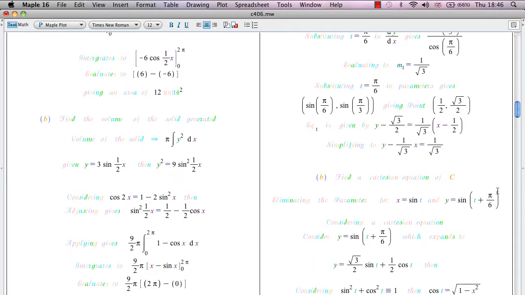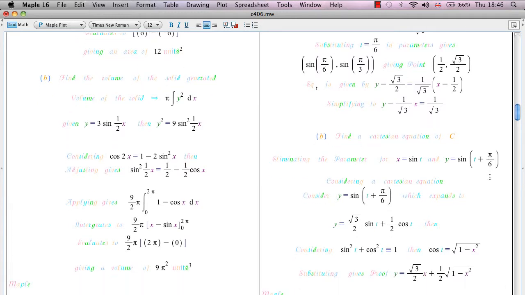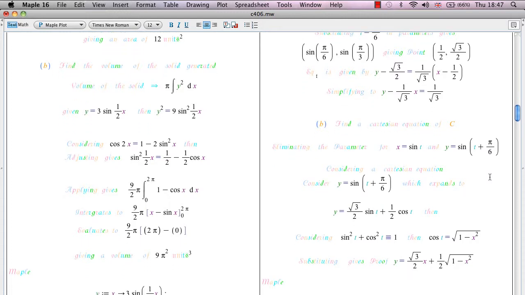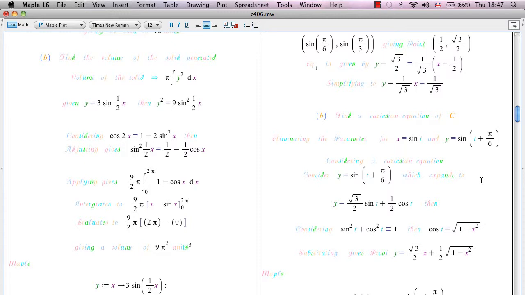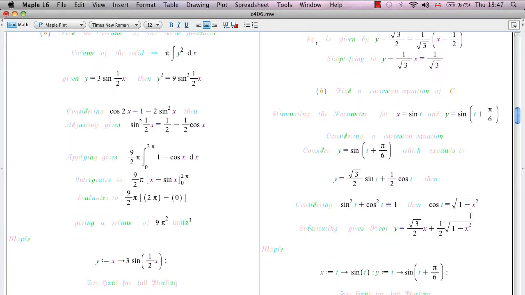So for a Cartesian equation, considering the expansion of y, we can see that sin t is x, and then considering cos t, considering the identity sin squared t plus cos squared t equals 1, cos t will be the square root of 1 minus sin squared t. So we can write down the Cartesian equation.